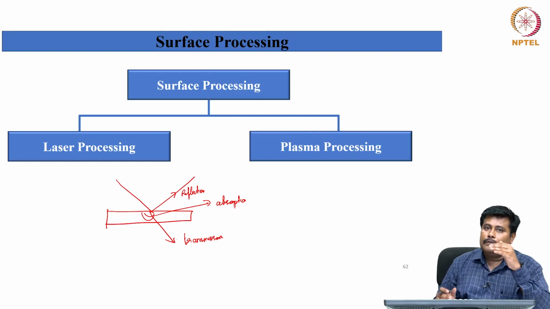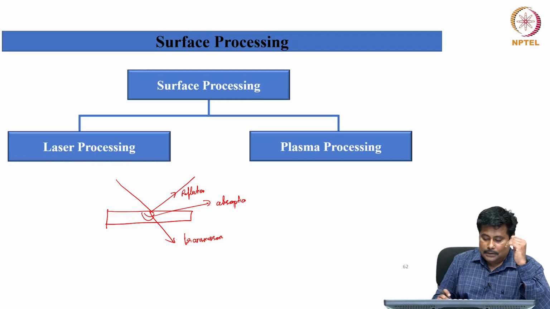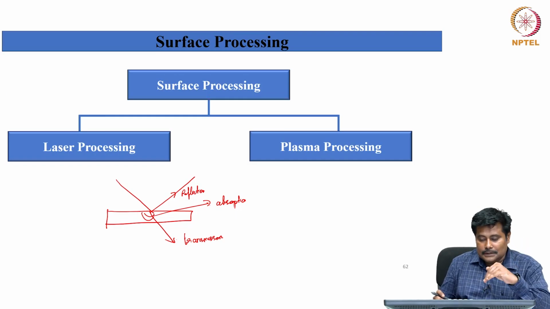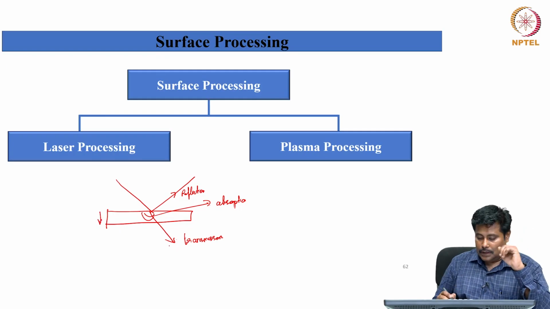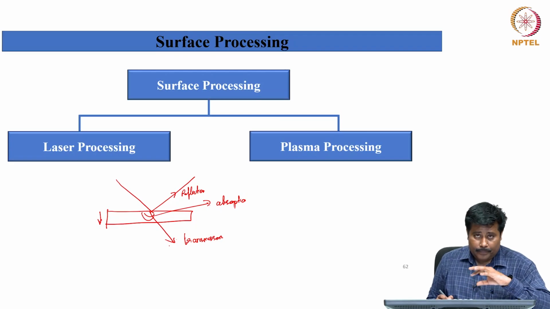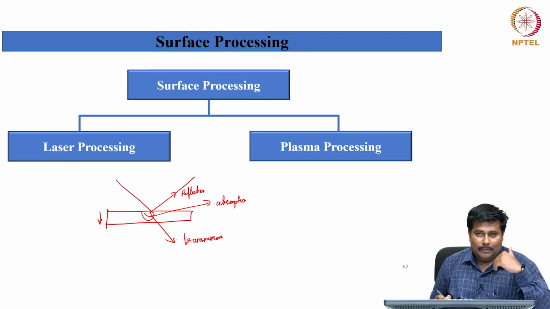From the transmission point of view, certain mirrors are a bit transparent, so that when the light falls on it, it tries to transmit into the system. As far as absorption is concerned, when the light hits the surface, the material will try to absorb the laser light, which will result in a kind of heat transfer which exhibits over here. So this is the mechanism which exhibits when the laser interacts with the material.